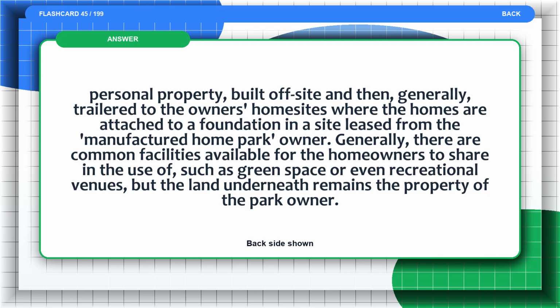The answer is personal property, built off-site, and then, generally, trailered to the owner's home sites where the homes are attached to a foundation in a site leased from the manufactured home park owner. Generally, there are common facilities available for the homeowners to share in the use of, such as green space or even recreational venues, but the land underneath remains the property of the park owner.